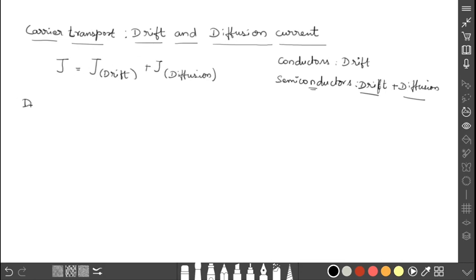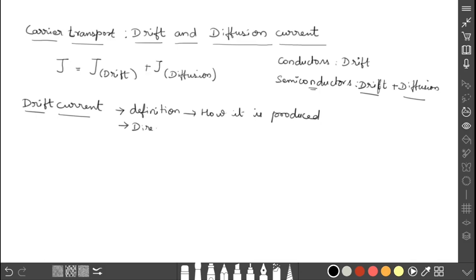First I am going to explain drift current. What is meant by drift current, how is it produced, and what is the direction of the drift current? First we are going to discuss how the drift current is produced, and the next part is the direction of the drift current. So first, what is the drift current? By means of an external electric field, we move the charge carriers.